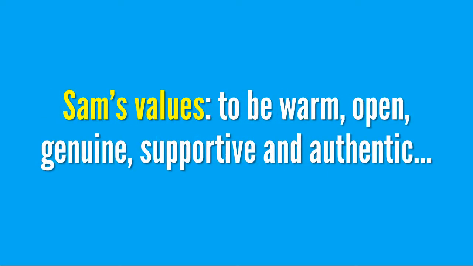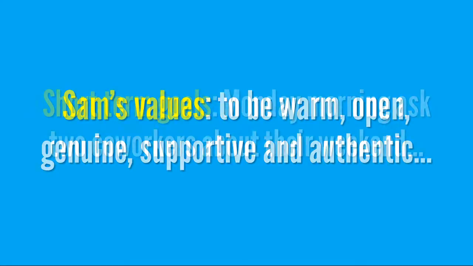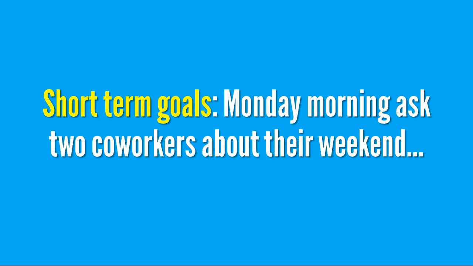So you remember Sam from the very first module? Sam chose the domain of love, and Sam's values included to be warm, open, genuine, supportive, and authentic in her social interactions, to be more courageous and to act on what's in her heart rather than being ruled by her fear. Sam's short-term goals were on Monday morning to ask 2 coworkers that she hardly ever talks to about what they did on the weekend, and then to tell them what she did. See how specific she was? Monday morning, 2 coworkers, tell them about what she did on the weekend.